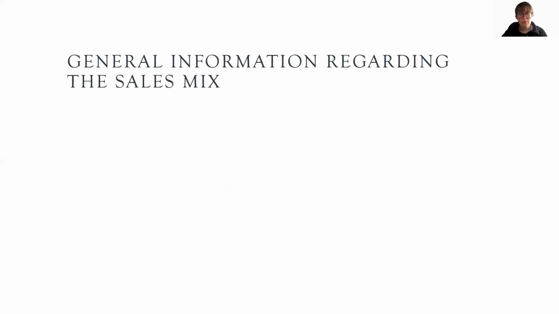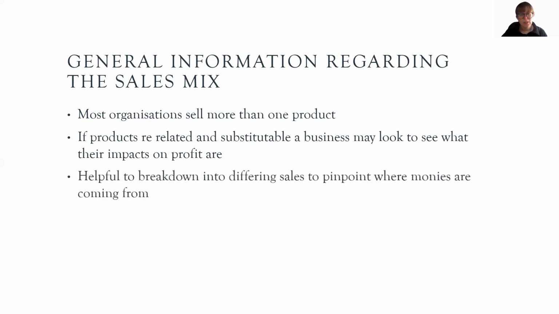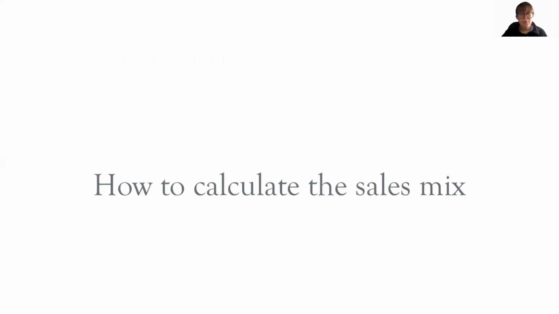So some general information regarding the sales mix then. Well, most organizations are going to sell more than just one product. So they are going to have a mix of items which they sell. If products are related and are substitutable, a business can look to see what their impacts on their profits are. It is helpful to break down into differing sales in order to pinpoint where monies are coming from. Obviously, this comes with a challenge in terms of the fact that you need to be able to calculate it. So how do we do this then?